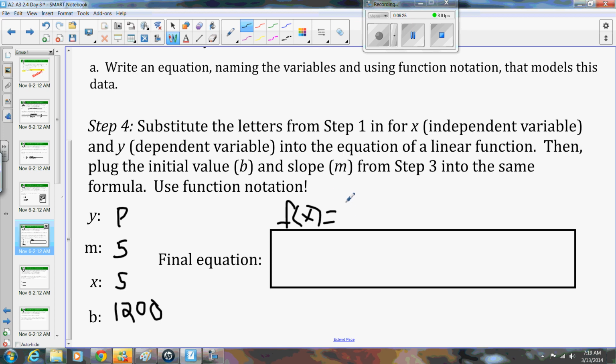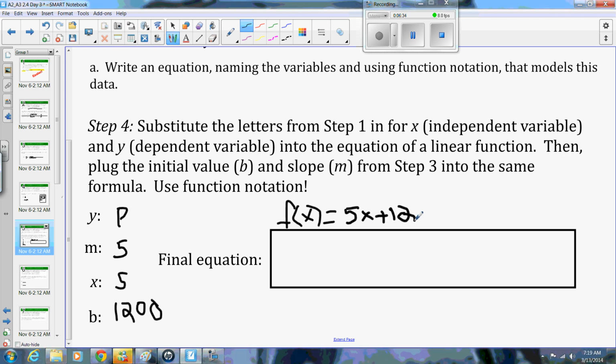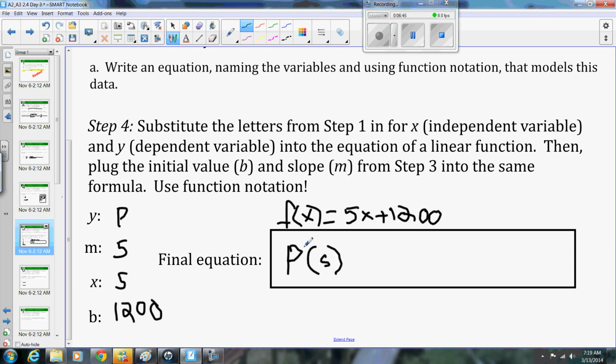F of x is equal to, okay, I know my slope. mx plus b is 5x plus 1,200. But we want to be able to use for f of x and x the variables that we named. So we do that by putting capital P of s. So P of s replaces f of x. The same way that f of x represents the dependent variable, and x is the independent variable, s is the independent variable here, and P is the capital letter outside of the parentheses. So that's how we write that.